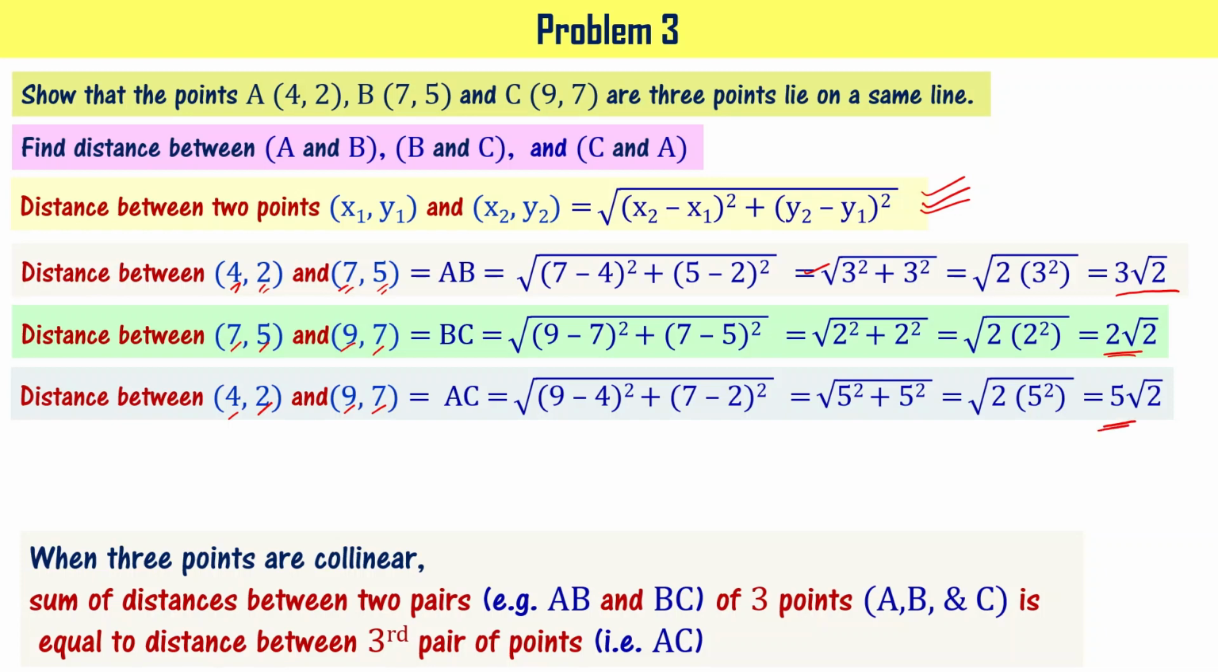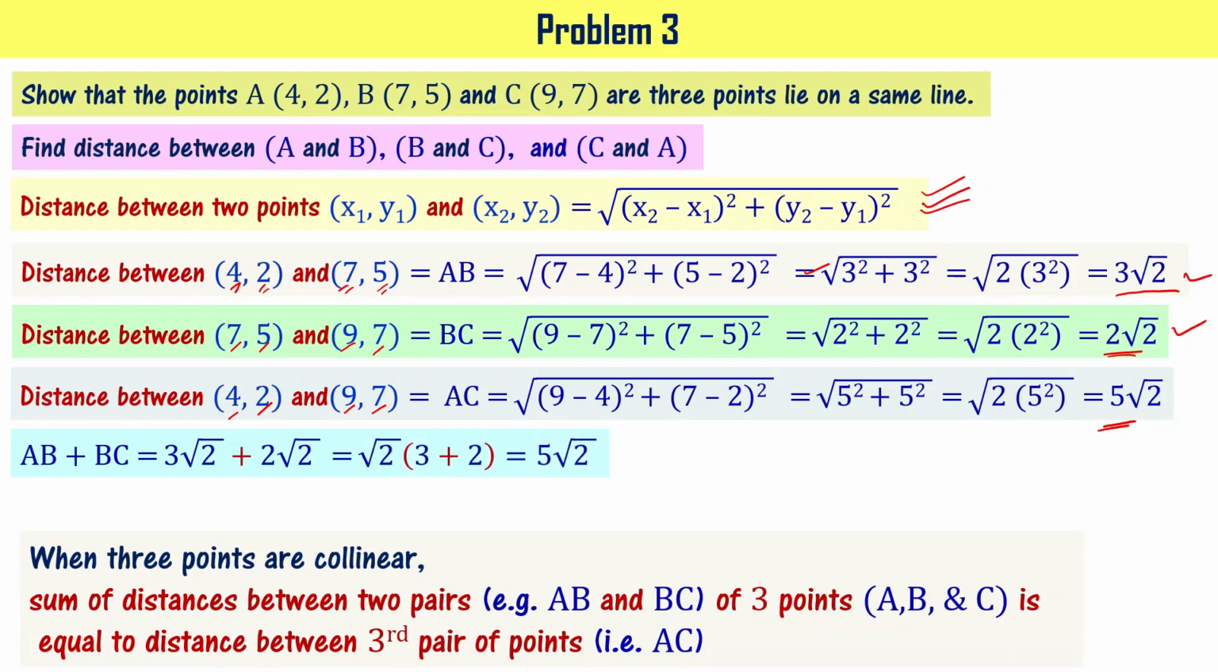Now I'll take the sum of AB and BC, because these are the two smaller numbers compared to the third number. So AB plus BC is 3 root 2 plus 2 root 2. I can write it as 5 root 2, right? This is exactly equal to the distance between A and C, the third pair, 5 root 2. So now AB plus BC equals AC.